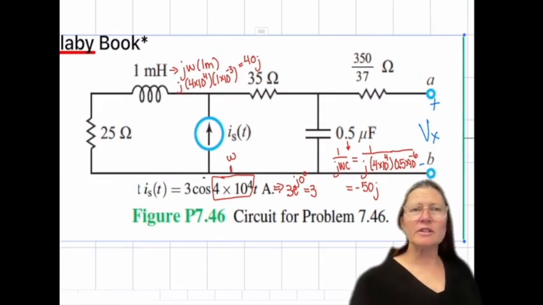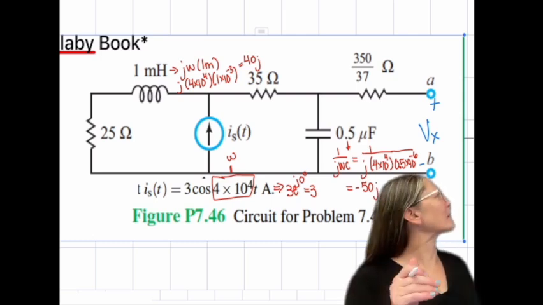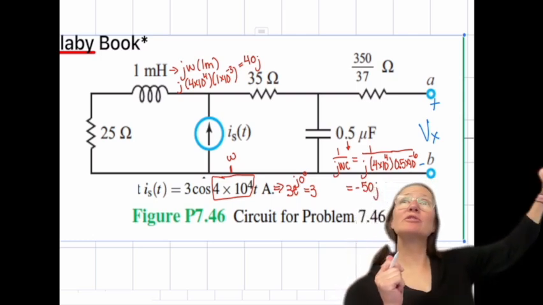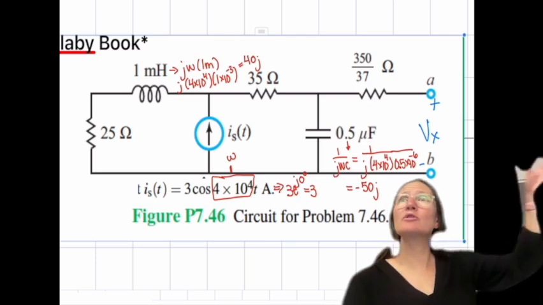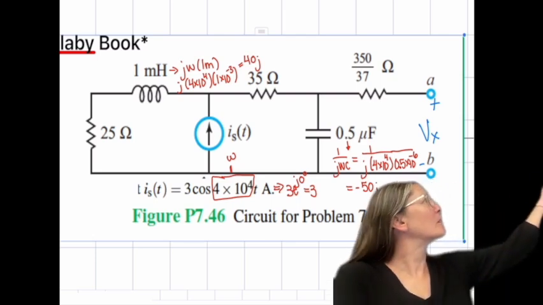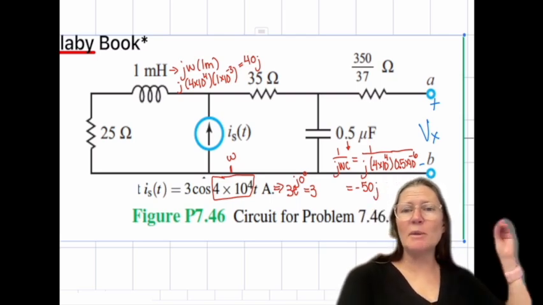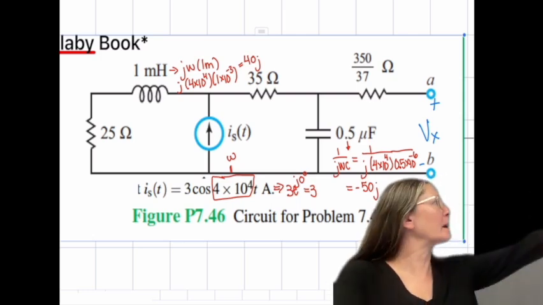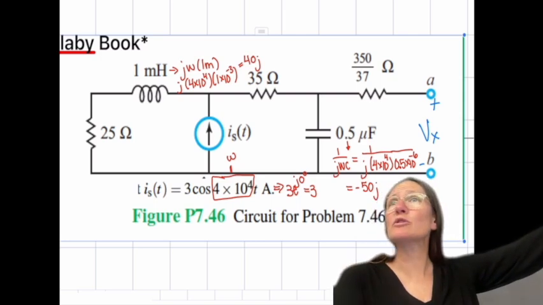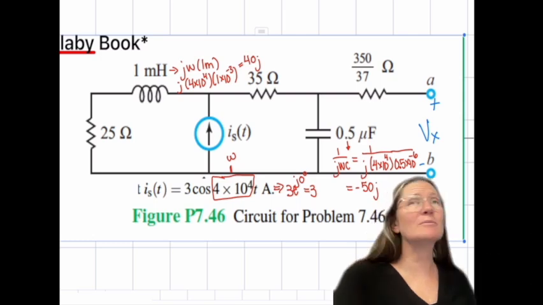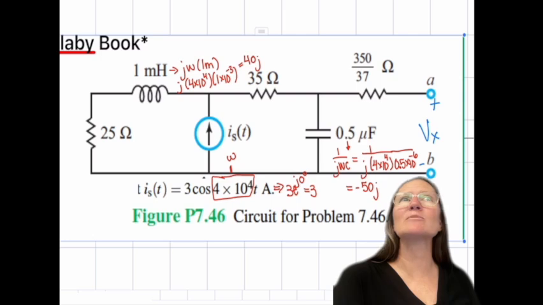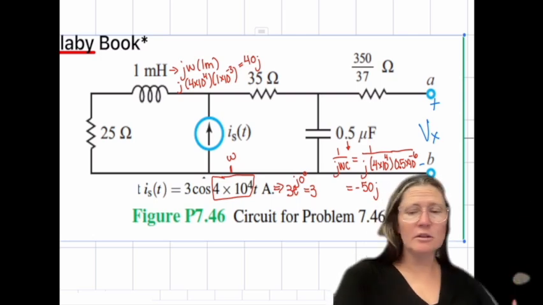So the conversion, it looked like most of you had gotten this done, so hopefully you did it correctly. For every resistor, it's going to stay the same in the frequency domain. So 25 stays 25. The 1 millihenry becomes J omega L, and so you have to identify what your omega is. Omega in this case is defined by your input source. So that omega is 4 times 10 to the 4th. So that one will be J times 4 times 10 to the 4th, and then 1 milli is 1 times 10 to the minus 3, for 40 J.